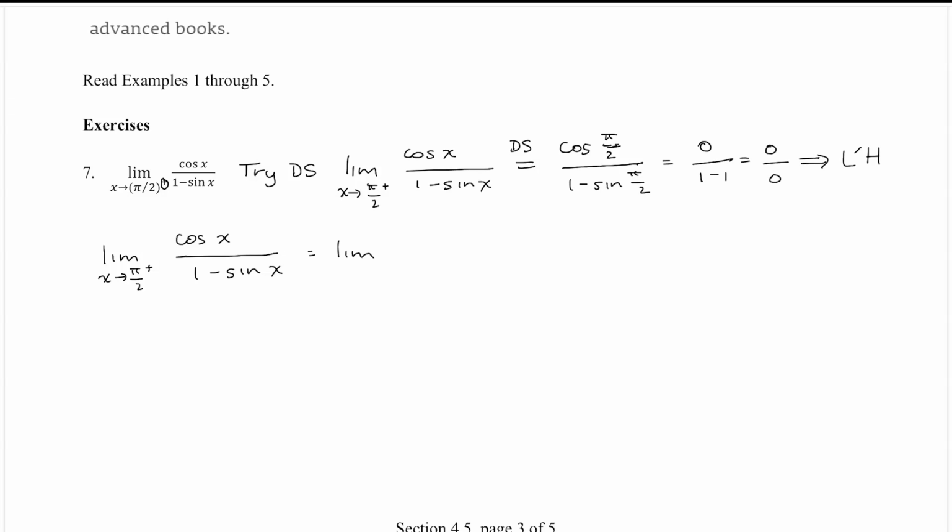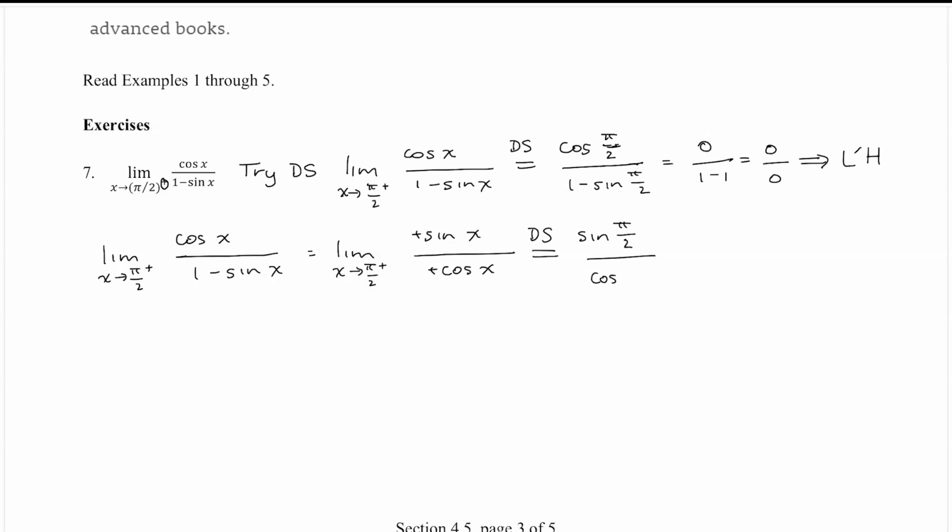We're going to rewrite the original limit, the limit as x approaches pi over 2 from the right of cos x over 1 minus sine x. And L'Hopital's rule says, because we got that indeterminate form of 0 over 0, instead of taking the original limit, we can take the limit of the ratio of derivatives. So the derivative of cosine x is negative sine x, and the derivative of 1 minus sine x is 0 minus cosine x, since the derivative of the added constant 1 is 0. And of course, these minus signs I might as well turn into pluses.